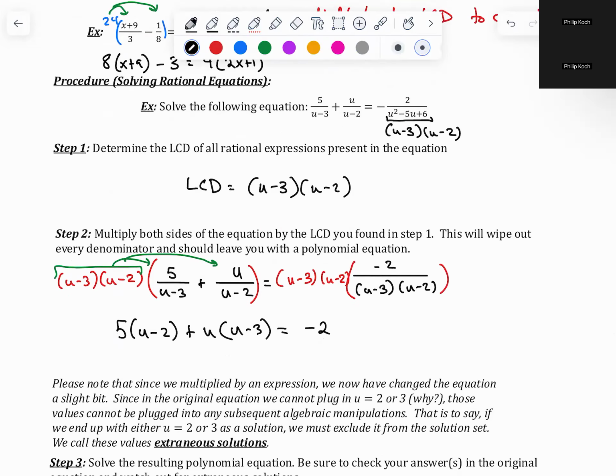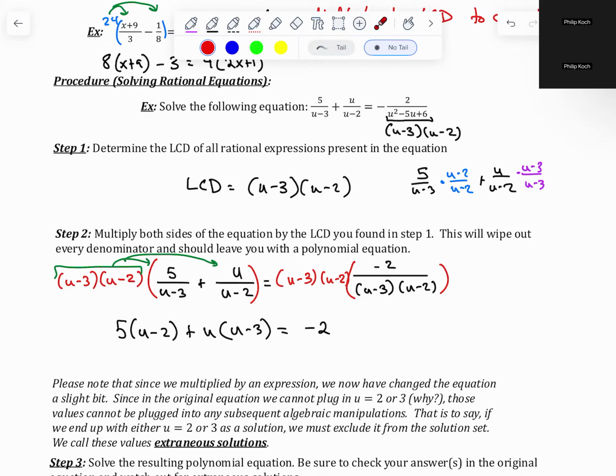So you've got that 5 over u minus 3. You could multiply that by u minus 2 over u minus 2. And then you've got the plus u over u minus 2. You could multiply that by u minus 3 over u minus 3. The other side already has the LCD, so there's nothing to multiply it by. And then you can bring everything to one side like you do with a polynomial equation and combine it. This just skips a middleman. It makes it so you don't have to write the denominators every single time.